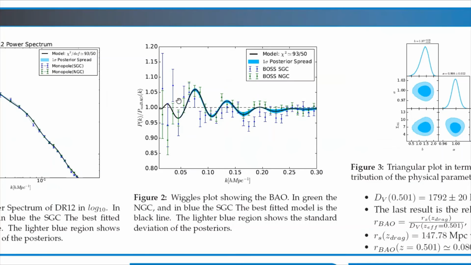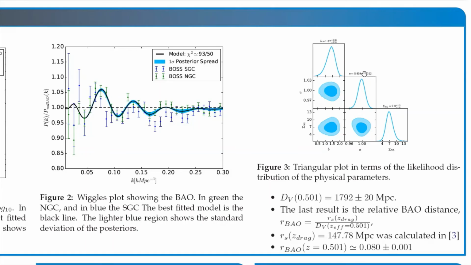And we see here, because the northern galactic cap is larger than the other cap, that it's better fitted to the model. Here we have the most important parameter, which is alpha. And that result, we use it to compute the dilation scale for the effective redshift of our sample, which is 0.5. And we found the quantity of 1,792 megaparsecs.